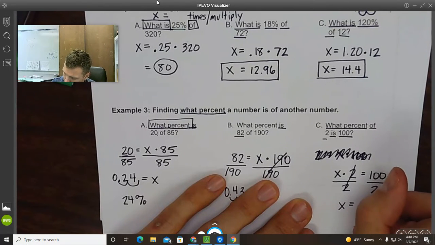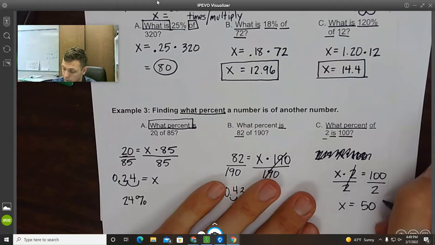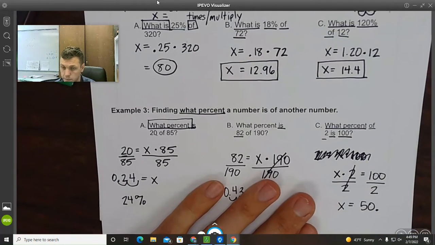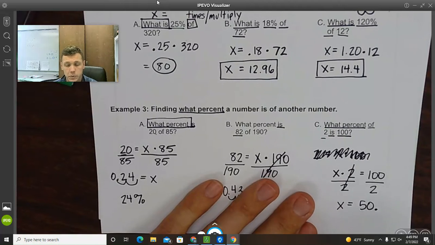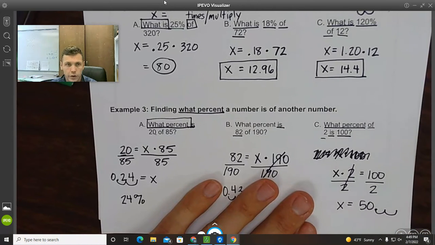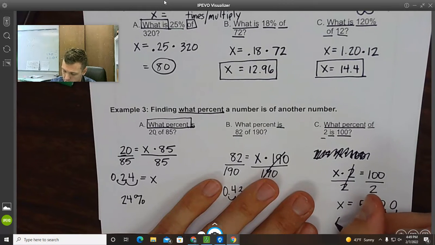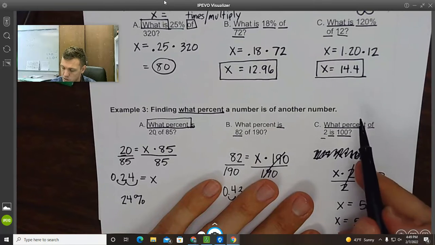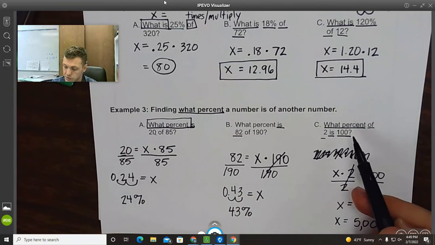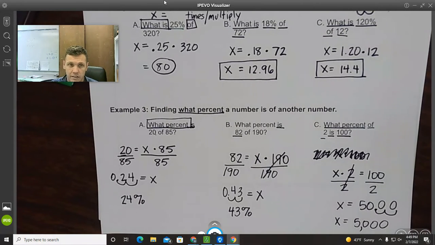100 divided by 2 is 50. Now 50 right here has a decimal right here. When we find the percentage, we still need to move it 2 places to the right. So 1, 2. Now there are no numbers there, so what do we do? We put zeros. So our answer here is 5,000. What percent of 2 is 100? It's 5,000.